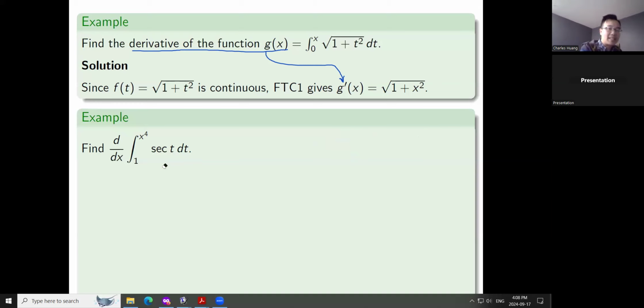Now the one down here is a little bit different because you'll notice that the variable that we're interested in is different. The variable here is different. When the variable is different, we should do something slightly different.